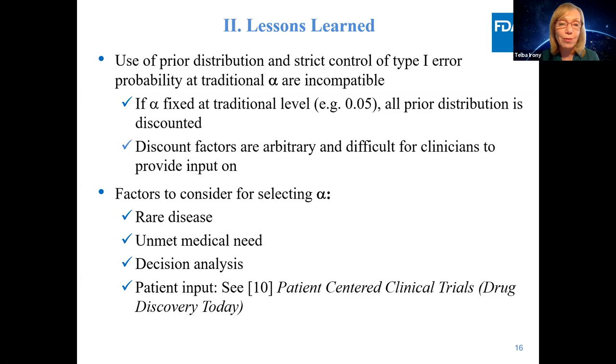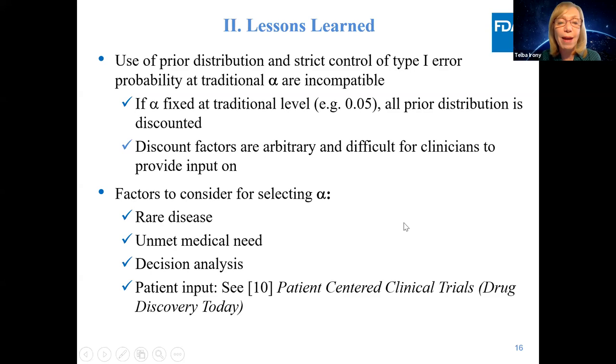The factors to consider for selecting the significance level should be whether or not you're dealing with a rare disease in which you won't be able to get a very large trial, if it's an unmet medical need, if you're using decision analysis and the significance level might be a sign of how much uncertainty you are willing to live with. And you can use patient input for selecting a significance level, and this is a reference for that.